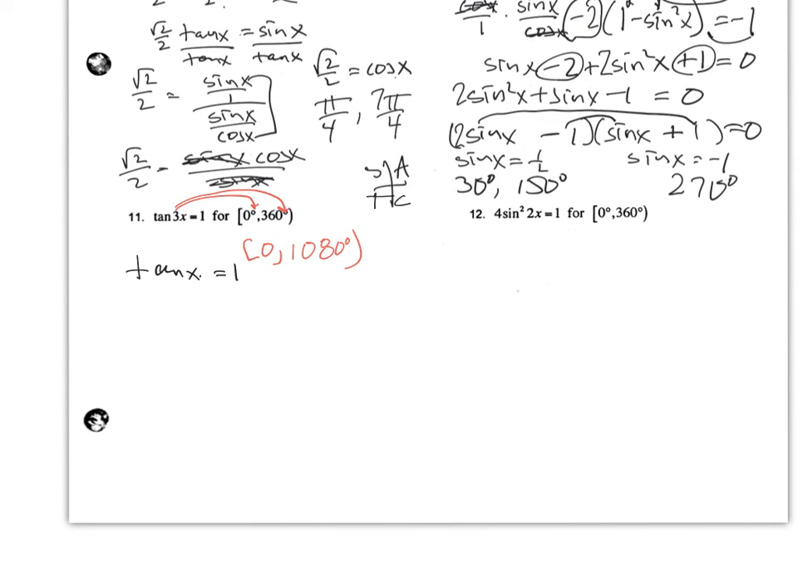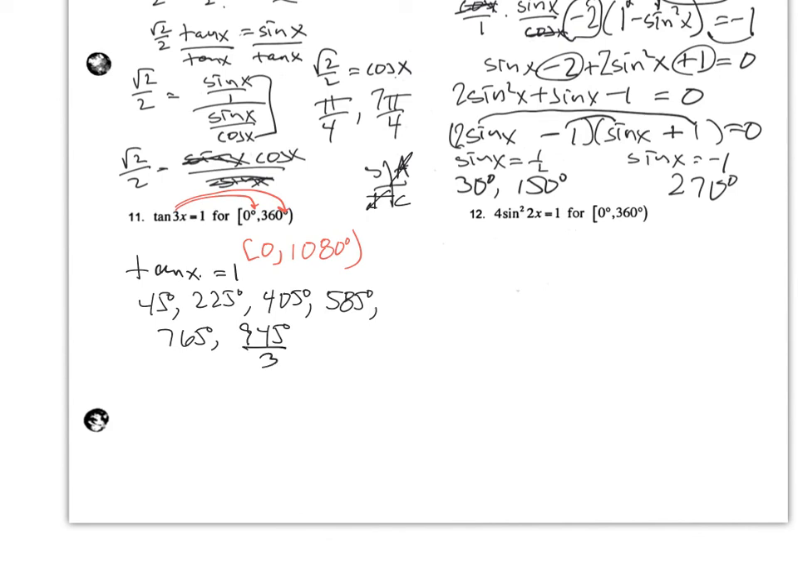Tangent is positive in 2 spots, quadrants 1 and 3. So that's 45 degrees and 225. Well, now you've got to add 360 to both of those. 45 plus 360 is 405, 225 plus 360 is 585. We've got to go around one more time. 405 plus 360 is 765. And the 585 plus 360 is 945 degrees. Well, the directions, we still have to follow them. We're only allowed to go to 360.